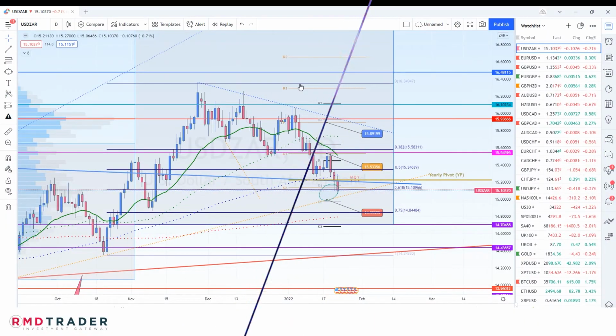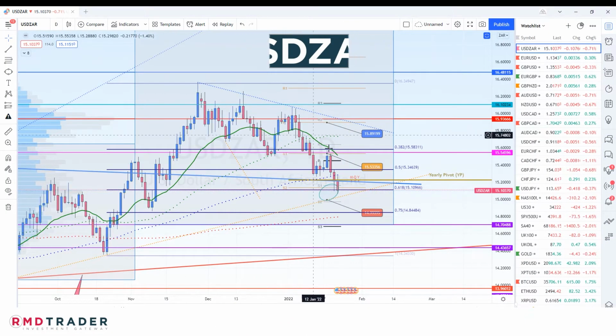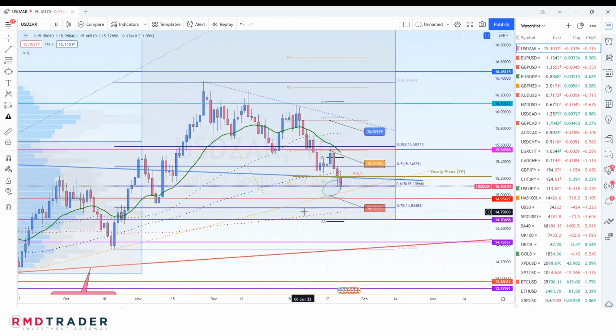For this week I'd like to start by looking at the US dollar to South African rand once again. And on our video last week, we mentioned that we have our yearly pivot, which will be acting as a magnet to draw price towards it. And we also highlighted this area around the weekly S2, that's the monthly S2 pivot and this diagonal support level.